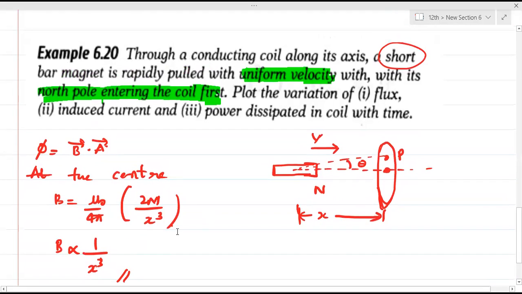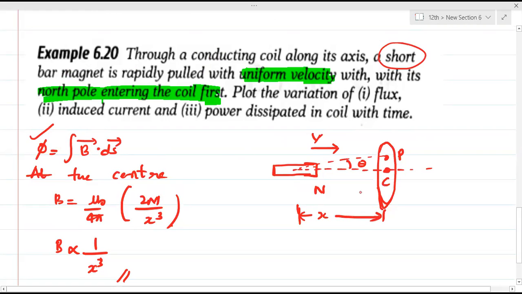ठीक. पहले हमें क्या चाहिए? We need flux through the coil. Flux through the coil के लिए हमें क्या करना पड़ेगा? Integral B bar dot dA bar or ds bar. ds bar will represent the area vector. ठीक है?